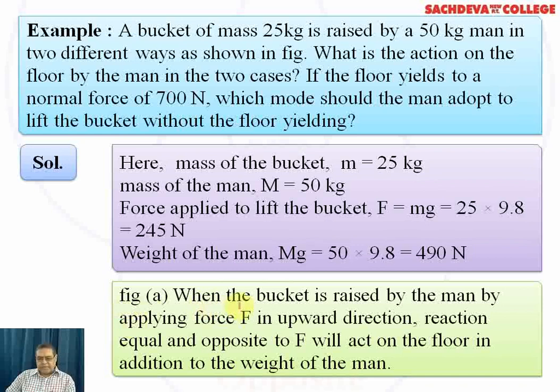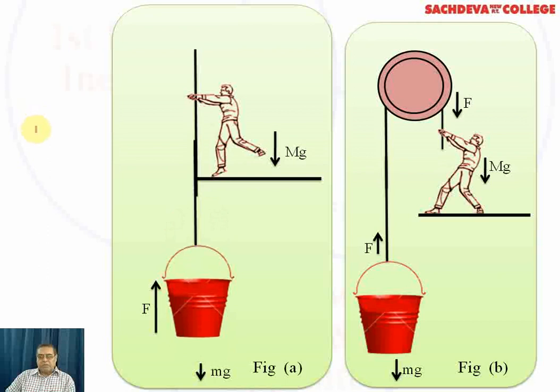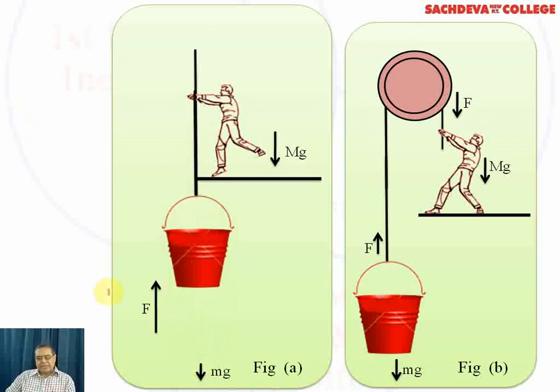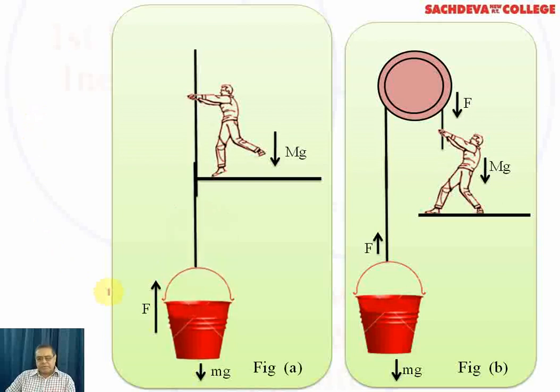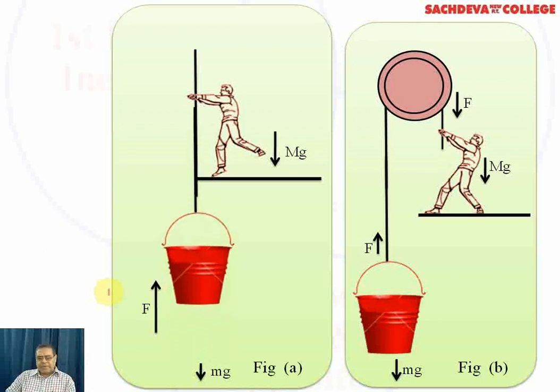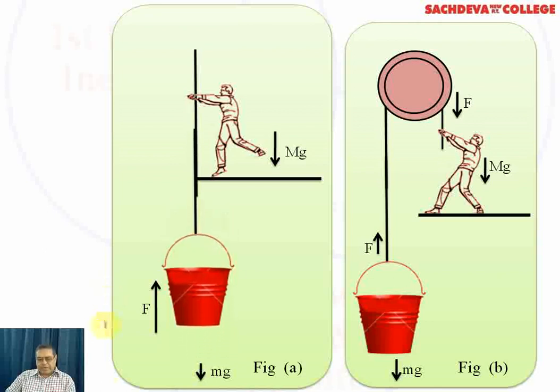So in figure A, when the bucket is raised by the man by applying force F in the upward direction, the reaction equal and opposite to F will act on the floor in addition to the weight of the man. Now we are finding in figure A, the person is pulling the rope upward, the bucket is going up, the weight of the man is mg downward, so the force applied is F. So the weight of the bucket, mg, will act downward.